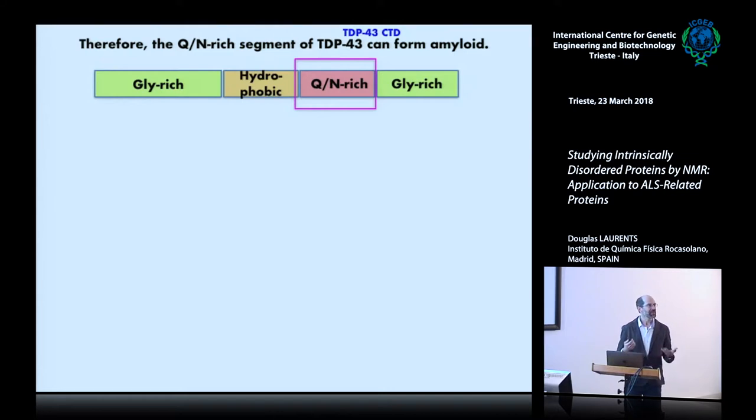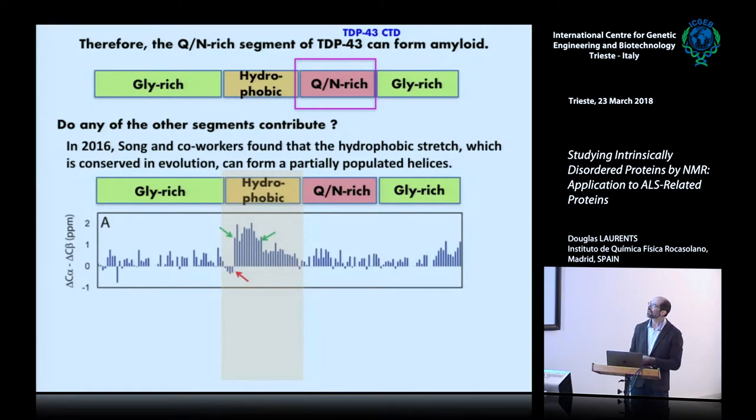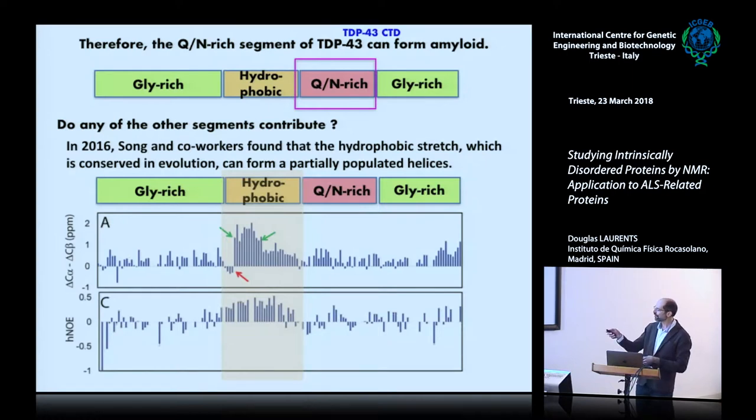So we can propose that the glutamine asparagine-rich segment of the protein is forming amyloid. But we'd like to ask the question, are there any other segments that could be contributing to this process? Well, in 2006, a few years later, Song and co-workers in Singapore discovered that the hydrophobic segment, which is conserved in evolution, can form a partially populated helix.